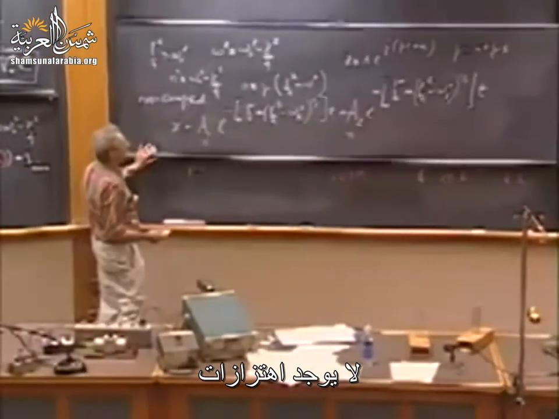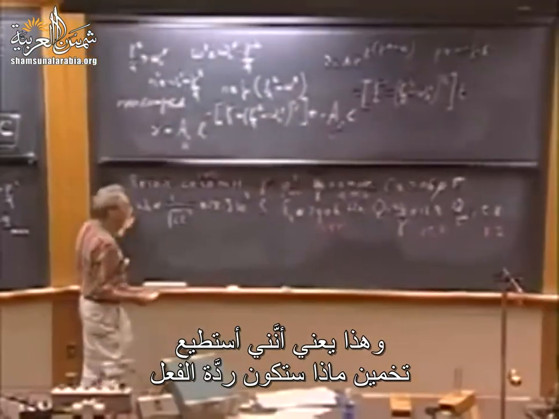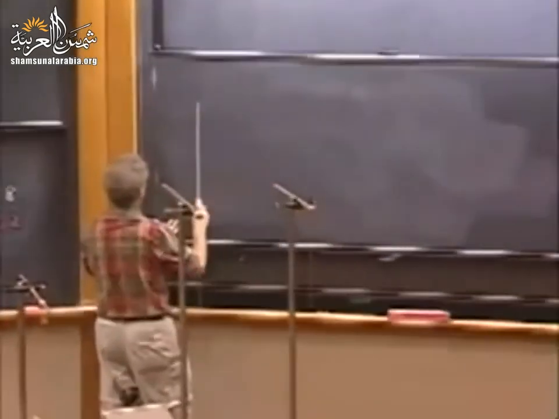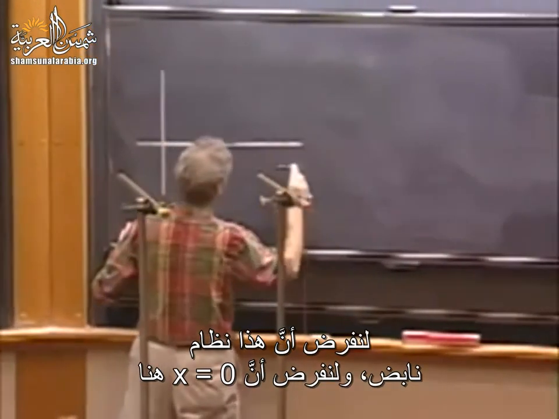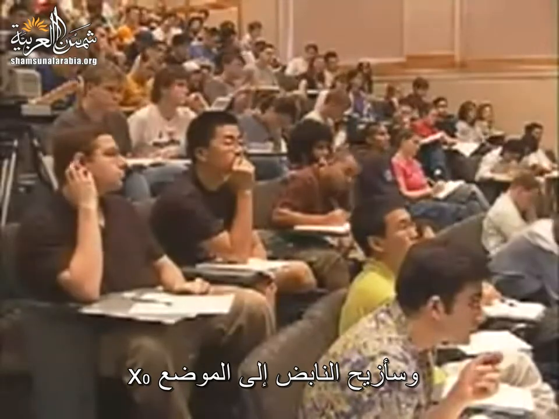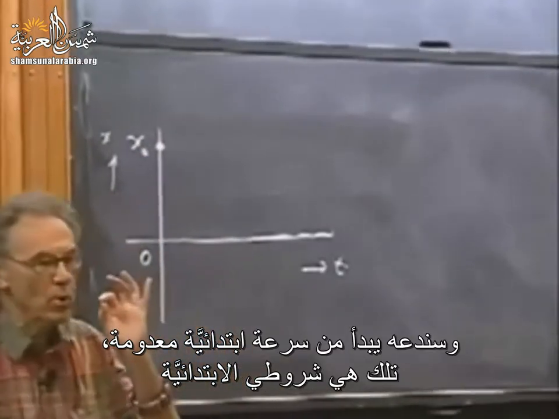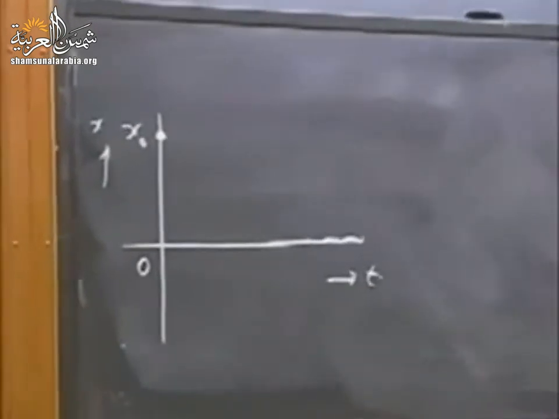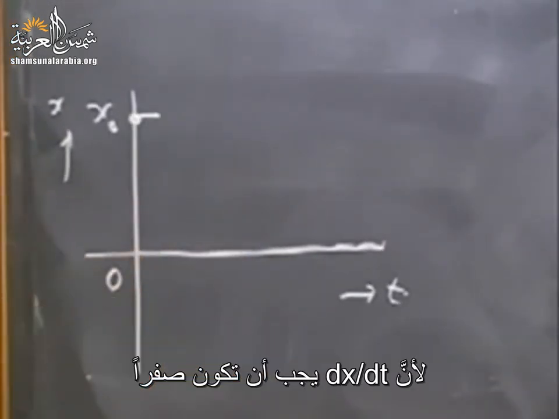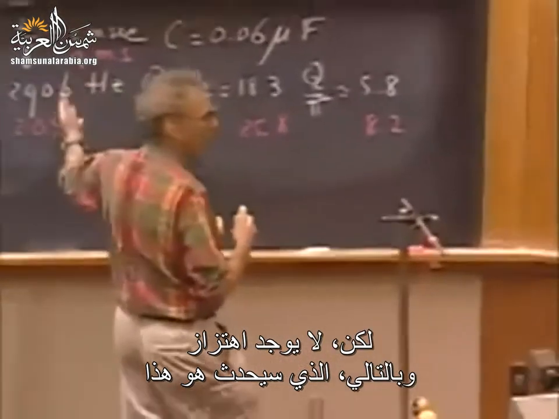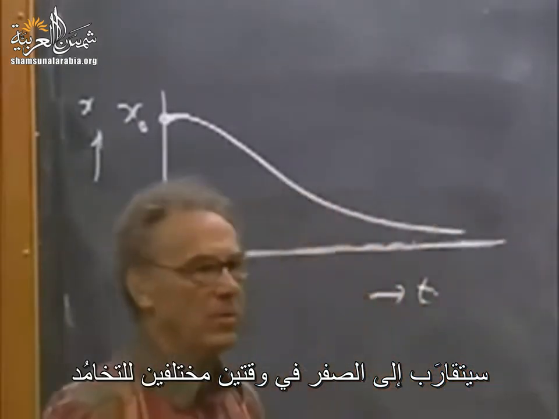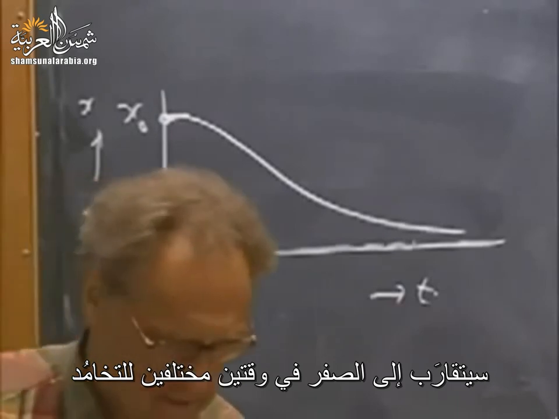No oscillations. That means I can make some guess of what the response will be. Let this be a spring system, and this is x equals 0, and I offset the spring to a position x0, and I let it go with 0 speed. That's my initial condition, 0 speed. So that means when I let it go, it must go in this direction, right, in that diagram, because the x dot must be 0. But there is no oscillation, so what will happen is this. And it will asymptotically go to 0 with 2 different decay times.